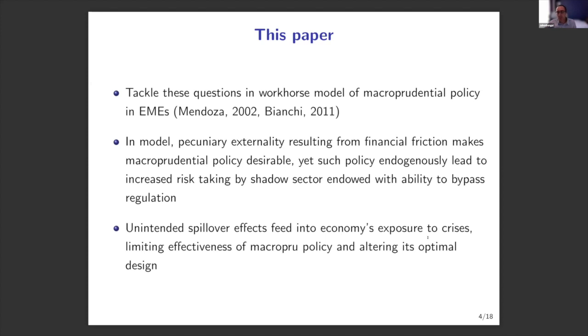However, the presence of leakage is going to lead to the policy being introduced also leading to extra risk being taken by a shadow sector, which we are going to endow with the ability to bypass the regulation. So there will be some unintended spillover effects of the regulation. These spillover effects will feed into the economy's exposure to crisis, will limit the effectiveness of macroprudential policy, and will potentially alter the optimal design of the policy. So these are the things we're going to be looking at in the model.